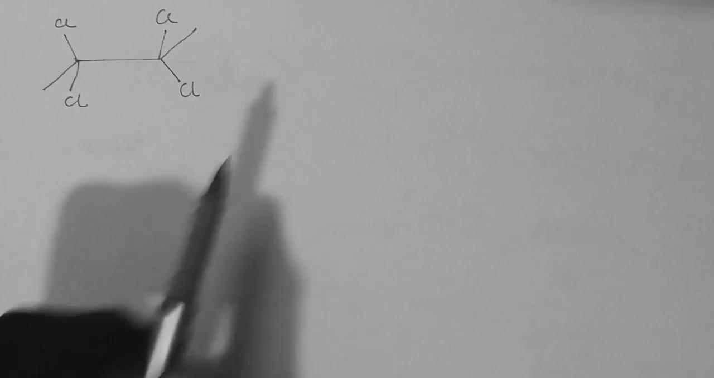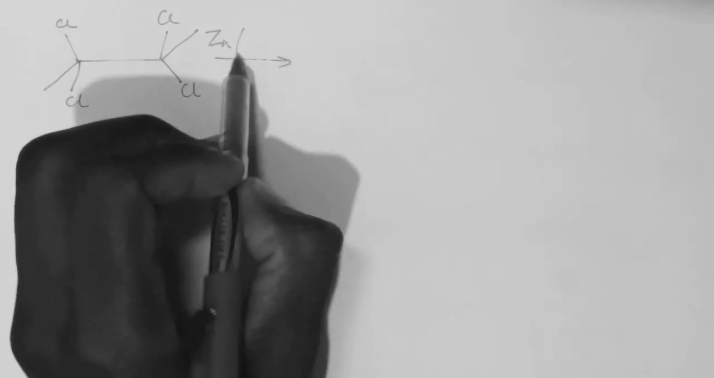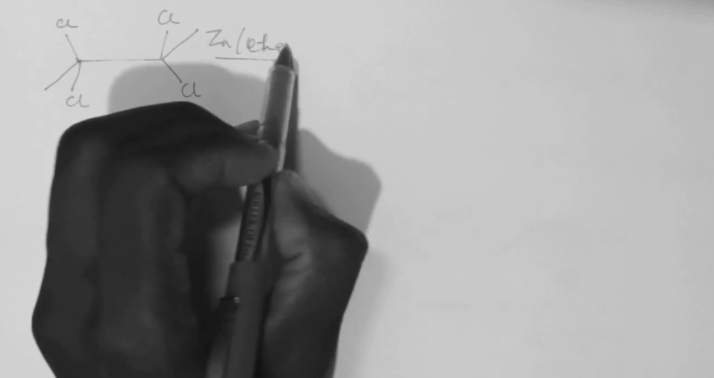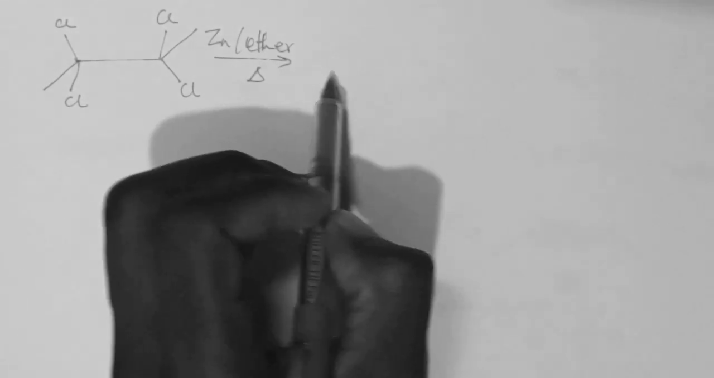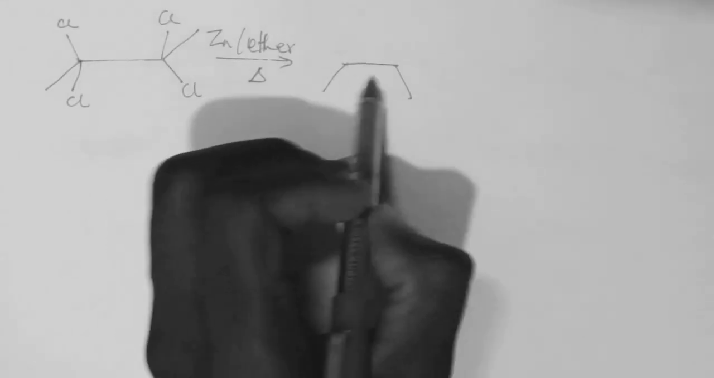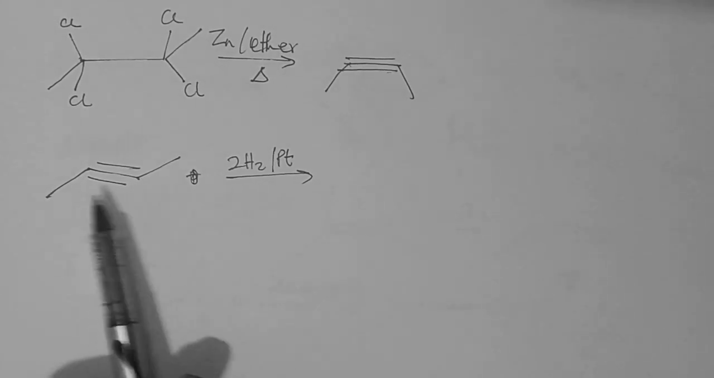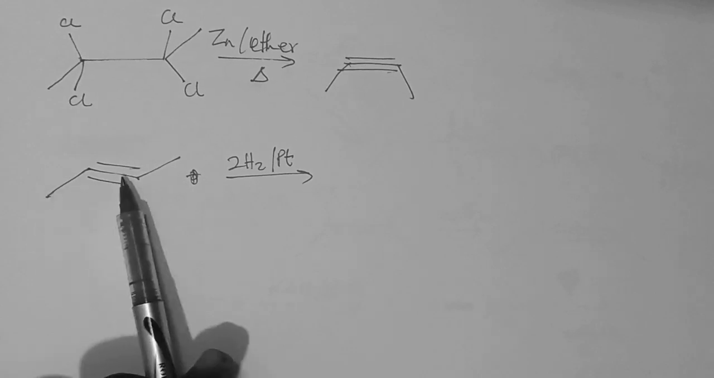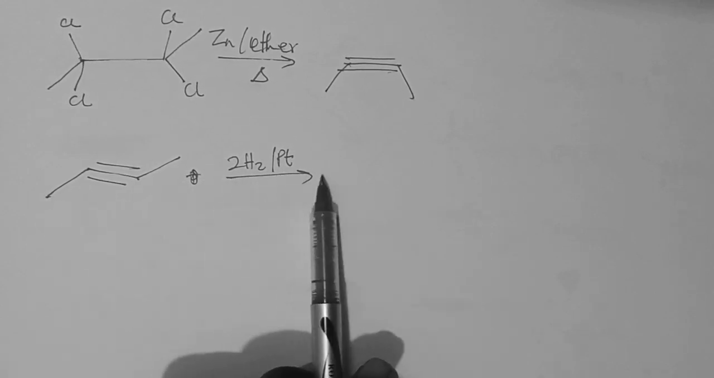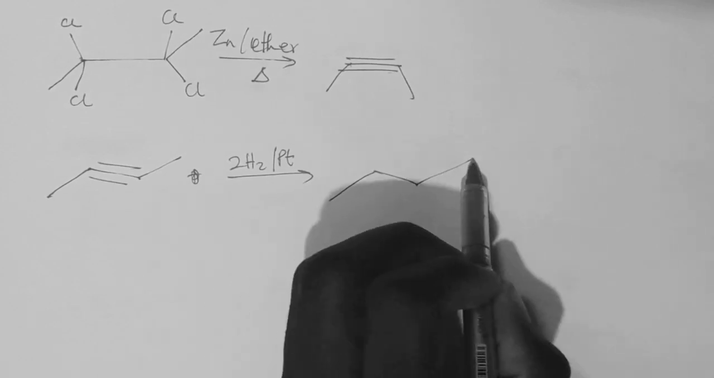Instead of a dihalide, if we had a tetrahalide, you can convert it to a corresponding alkyne by using zinc in ether and then putting the solution through heat. If you do that, then you convert it to its corresponding alkyne. Let's talk about hydrogenation of alkynes. If you have an alkyne, you put 2 moles of hydrogen gas in a platinum, then you convert it to a corresponding alkene.